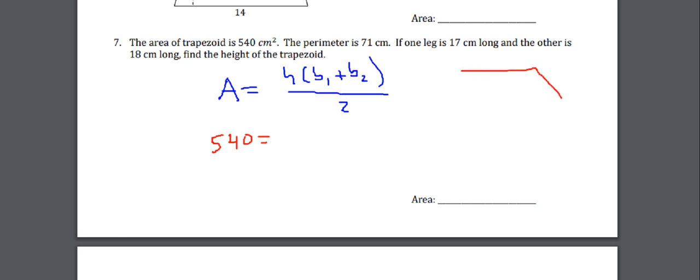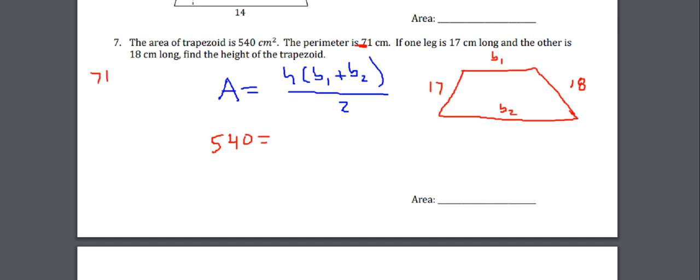Alright, let's just draw what this looks like. Okay, it says one of the legs is 17. Now these are the two legs, the other one is 18. Okay, and we want to find out what the bases are, right? This would be like base 1 and base 2. Well, there are 4 sides, right? And the 4 sides are all going to add up to 71. That's what the perimeter means, all the way around.